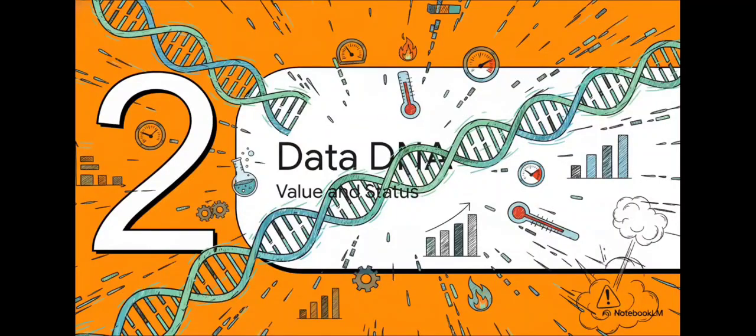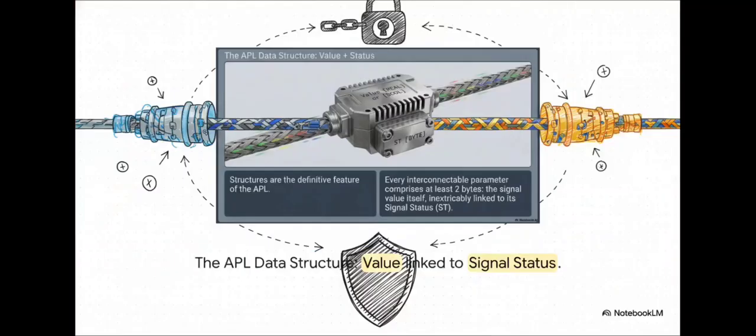Moving on to Section 2, Data DNA, Value and Status. Okay, we're zooming way in now to look at the digital DNA of the factory floor. Keep in mind, misreading just a single temperature signal in a chemical plant could literally mean a physical disaster. That's why in the APL, data isn't just some naked number floating around. It's more like an armored cable. The value tells us what the number actually is, but the status tells us if we can actually trust it. They are completely, inextricably linked, traveling together everywhere as a comprehensive 2-byte package.